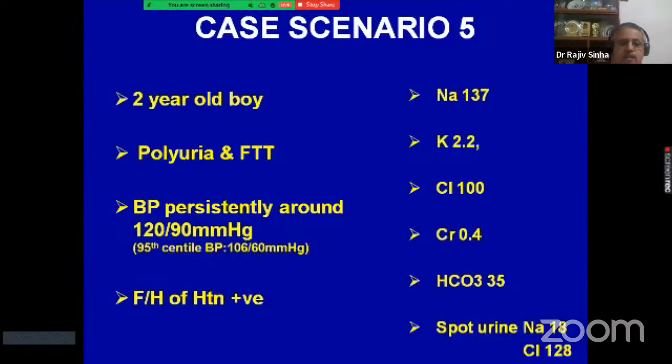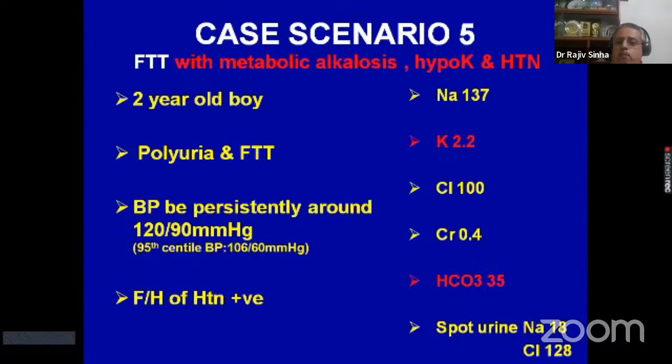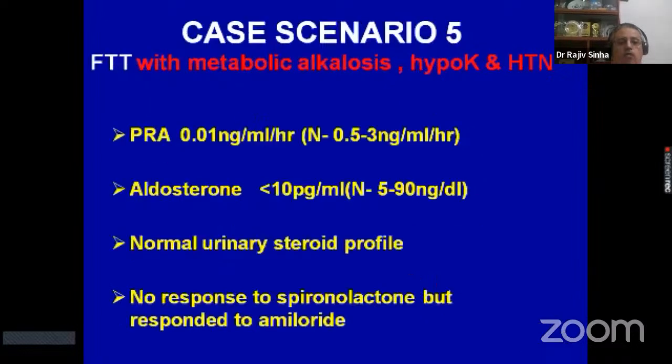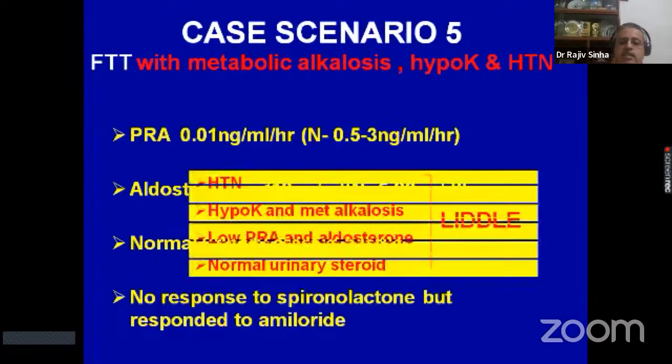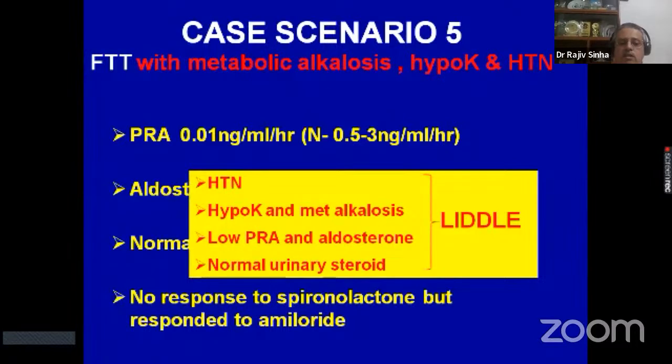Moving on to another case of a 2-year-old boy with failure to thrive, and he presented with hypertension. So, same pattern: metabolic alkalosis, hypokalemia, but hypertension. Further evaluation showed that he has a very low plasma renin activity, a low aldosterone, and a normal urinary steroid profile. Did not respond to spironolactone, but responded to amiloride. And I'm sure most of you already have the diagnosis after this statement. That he did not respond to spironolactone but responded to amiloride means that the ENaC is having some mutation.